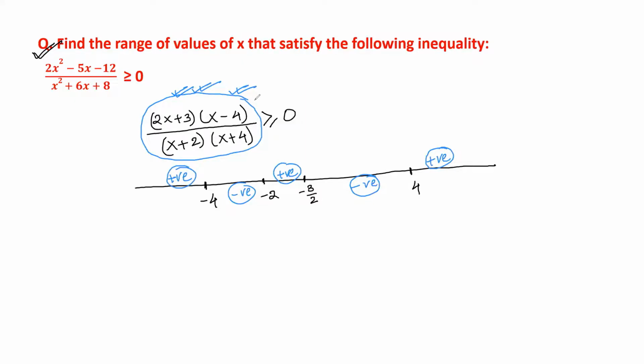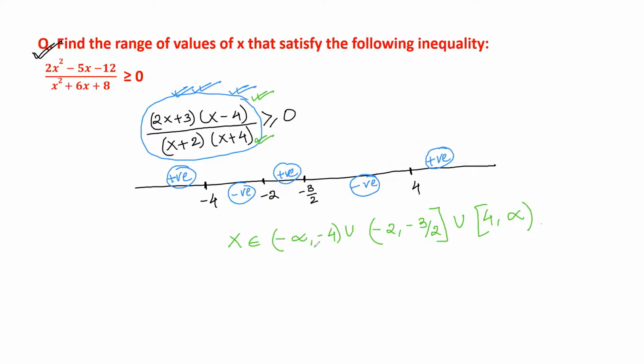But since we are interested in those values of x for which this expression would be greater than or equal to 0, the range of values of x would be simply x belongs to minus infinity to minus 4, excluding minus 4, union minus 2 to minus 3 by 2, excluding minus 2 but including minus 3 by 2, union 4 to infinity, including 4.